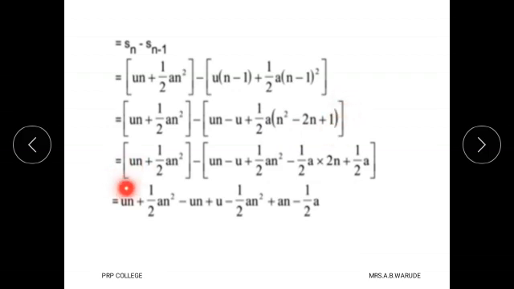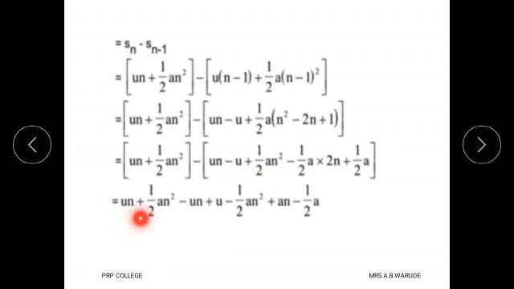Then here in the first bracket un plus half n square as it is, minus, in the second bracket, un minus u. Here this half a is multiplied to n square minus 2n plus 1. Therefore we write half a n square minus half a into 2n plus half a. See here, these quantities are same but their signs are different, plus and minus, therefore they cancel each other.